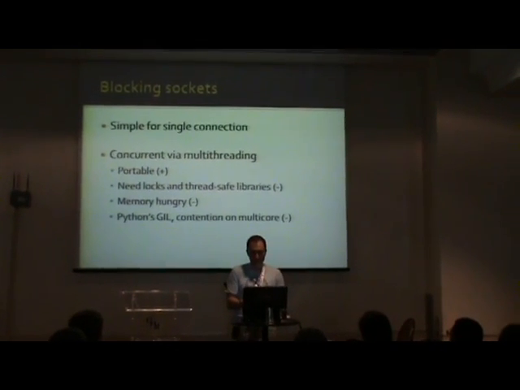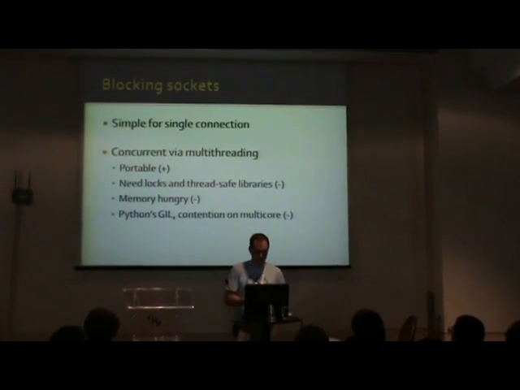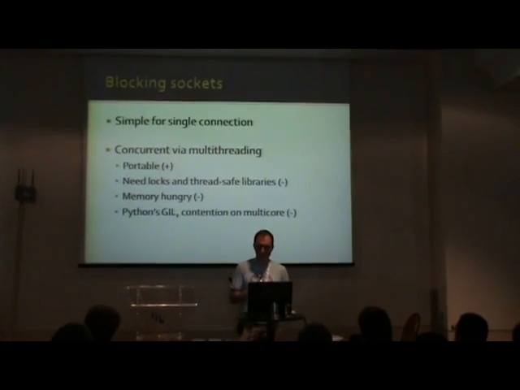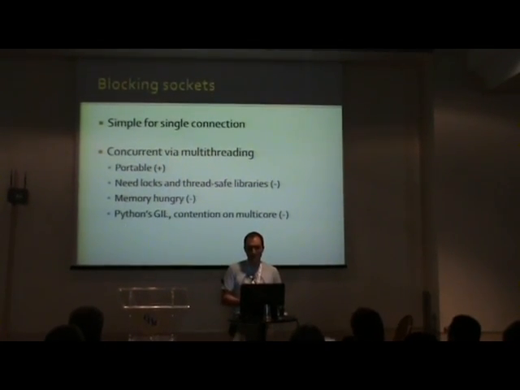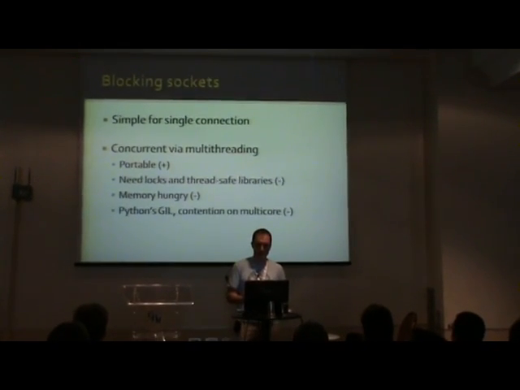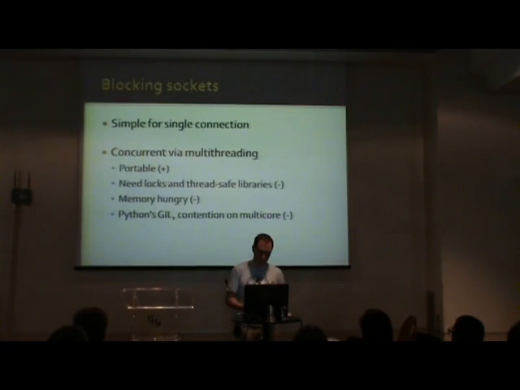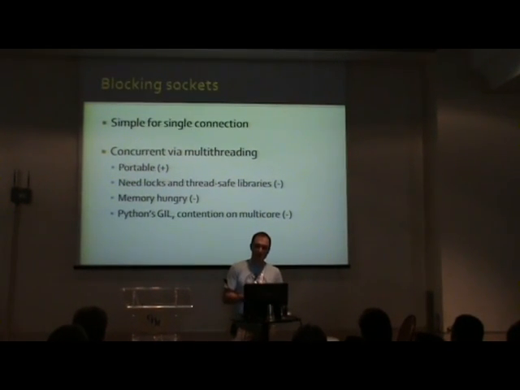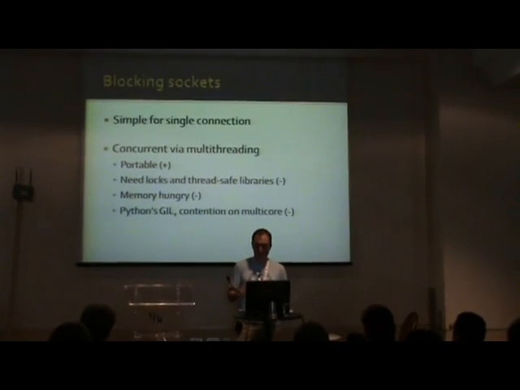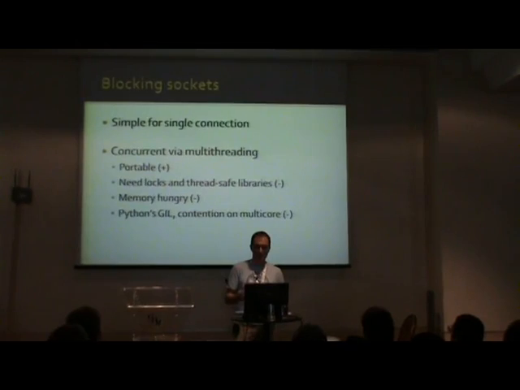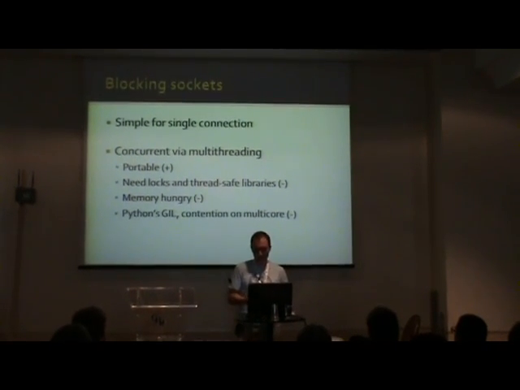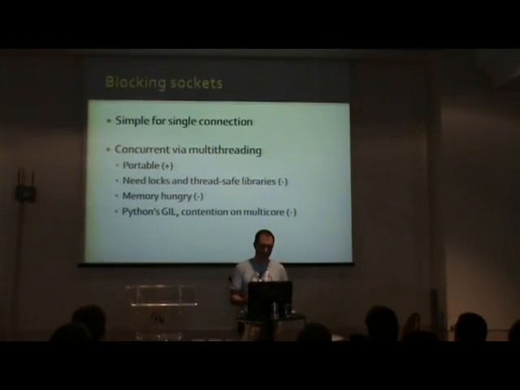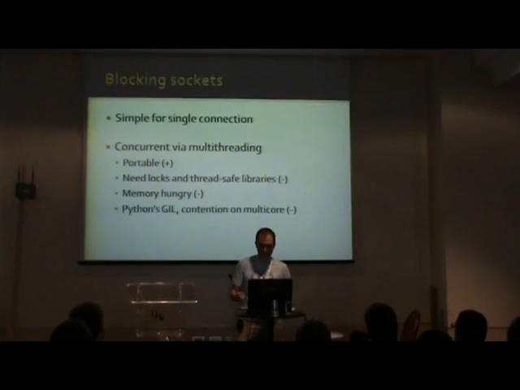If you want multiple connections with blocking sockets, you need to use multiple threads. And it might be a good option for you, especially if the number of threads is small. It has the advantage of being portable. You don't need additional packages like Gevent. The OS threads are preemptive, so you need locks to protect the shared data, and you need the libraries to do the same, to be thread safe. The threads are a bit memory hungry. The stack is allocated up front, about several megabytes, and that puts a limit on how many threads you can create on a 32-bit machine before you run out of address space, in the ballpark of 1,000. And that can have interesting effects on multi-core because of lock contention: performance can become worse on multi-core than on a single core.